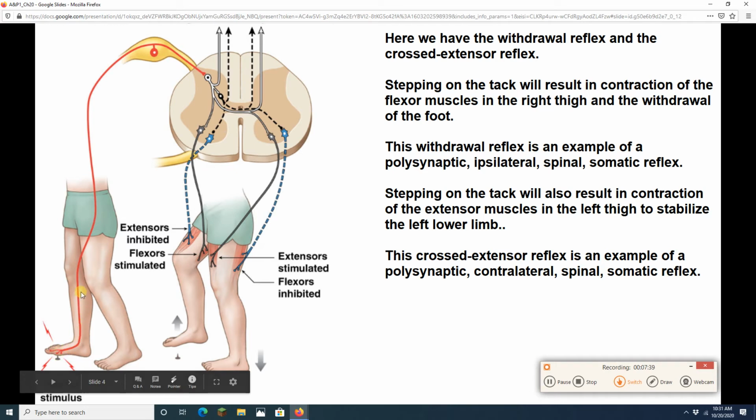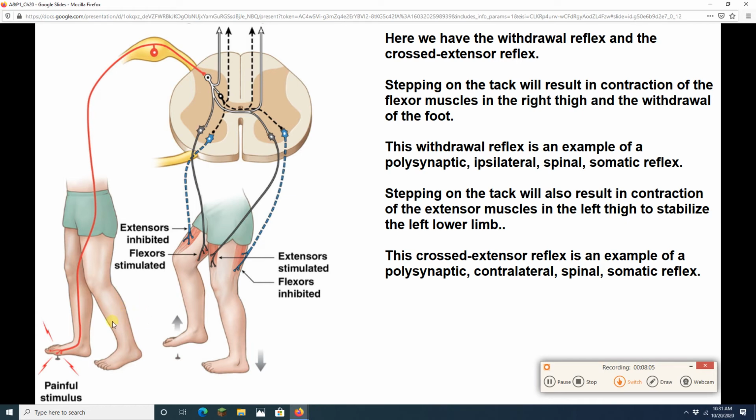Sensory neuron goes up, up, up, up, up. Nice unipolar sensory neuron into the dorsal horn. And then got an interneuron with a bunch of branches here, okay? Going to a motor neuron, which is going to stimulate flexor muscles to bend that knee and get that foot off that tack. So that's the withdrawal reflex.